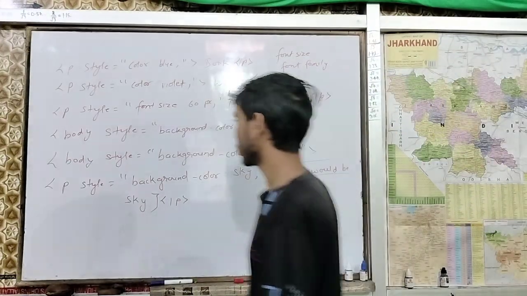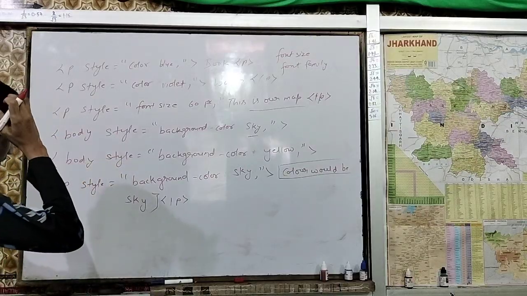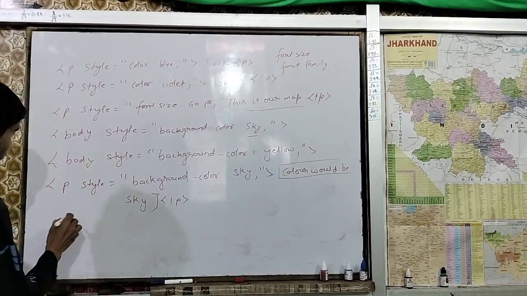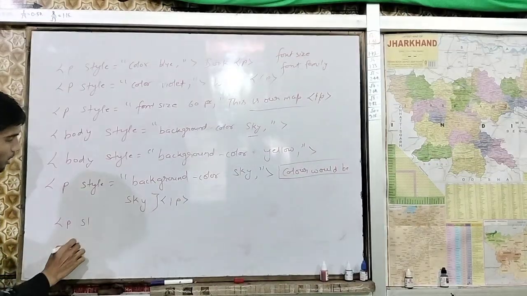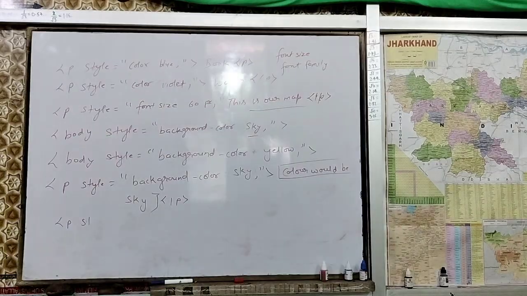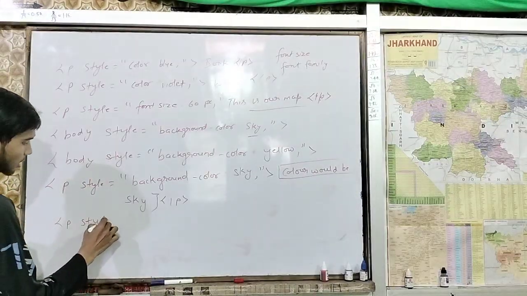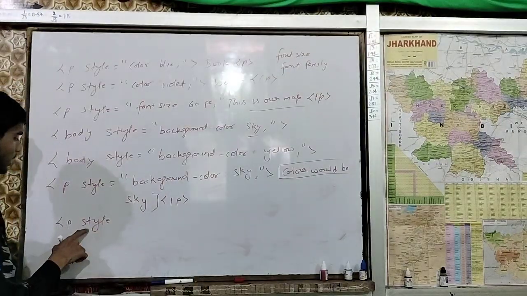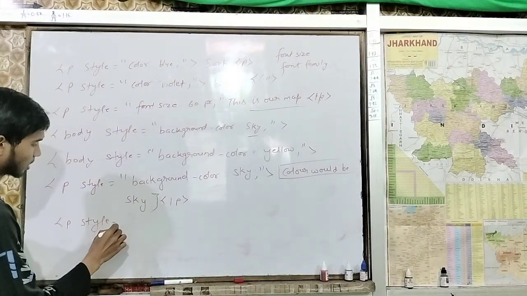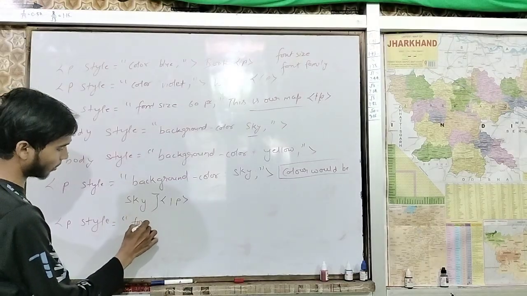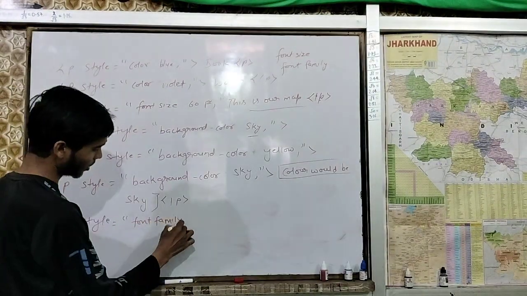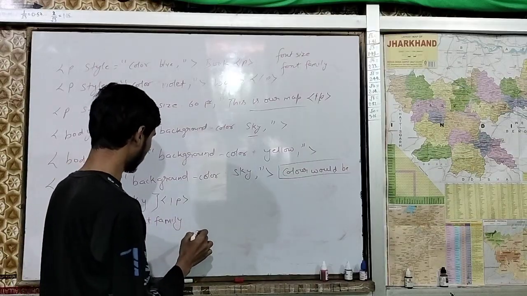Okay, so here this P, and then we have style. I think font family. Yes, style, font family. Font family comes inside style attribute. So this style, then we have font family. What type of font?